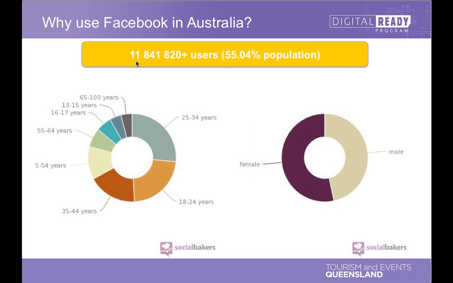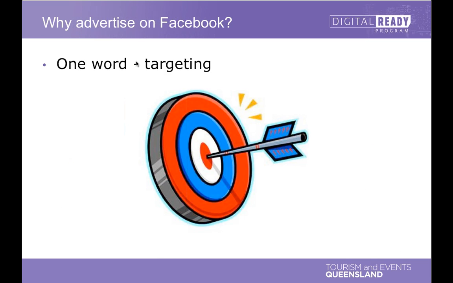In Australia, there's nearly 12 million users, which is more than half the population. Now, the population includes babies, includes people under 13. You're not allowed to have a Facebook account unless you're over 13. So when you think about that number in Australia, it's really quite a significant number of people.